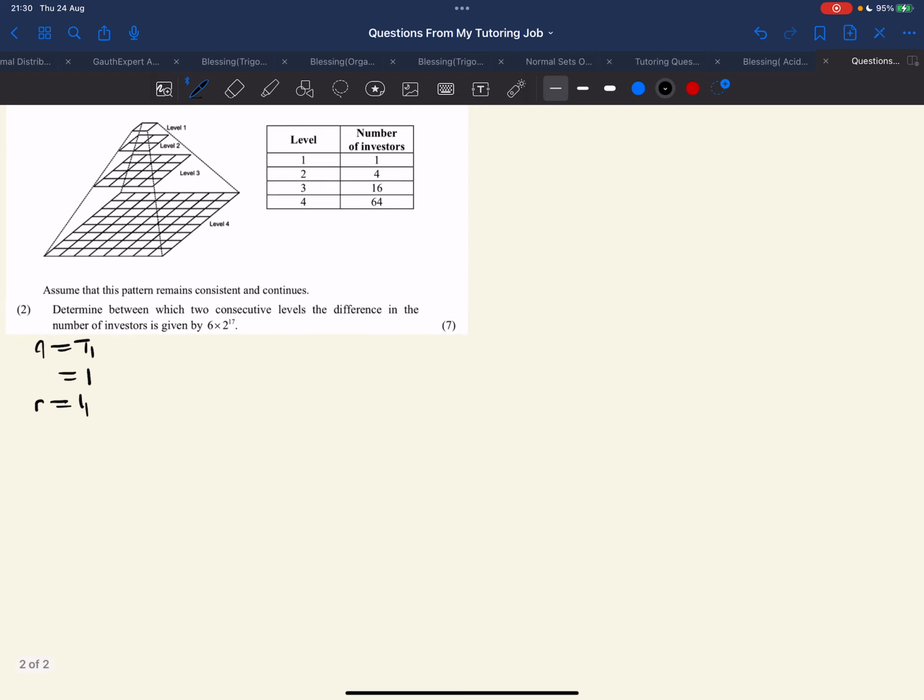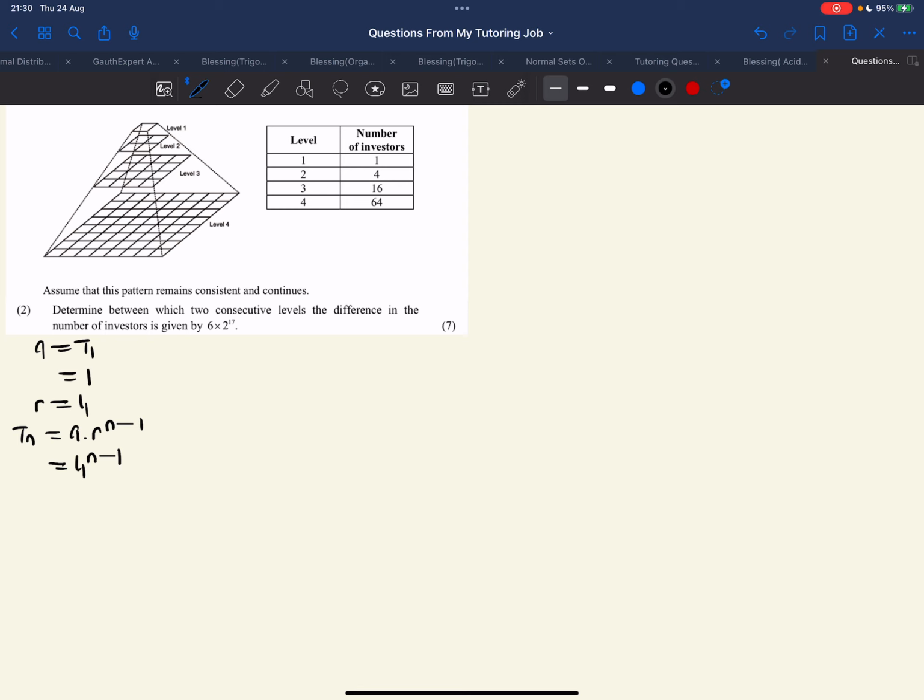Now remember, this is a geometric series. If you had to write down the general term of a geometric series, it is given as tn equals a times r to the power of n minus 1. And if we write down that geometric series by substituting the a and the r, if you sub in 1, it should just be 4 to the power of n minus 1. All right, that is just the first part of it, just for us to know what's actually happening there.